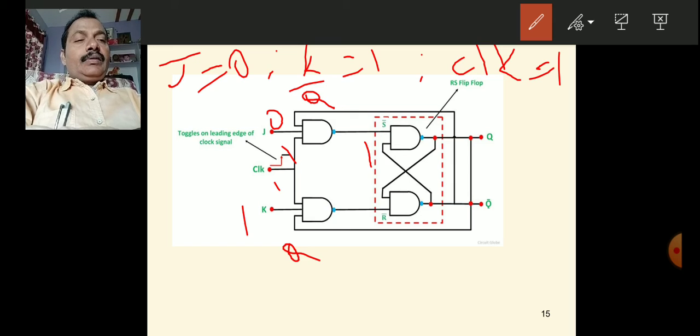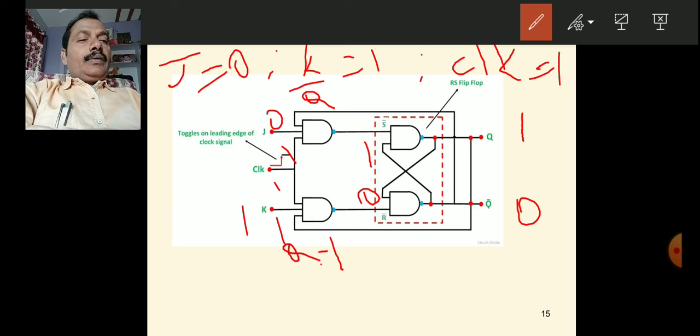Here 1, 1, and Q means here compulsory you have to assume the value of Q. So let us assume 1, 0, the previous state. We assumed previous state 1, 0. Hence this 1 is fed back to here, Q equals 1. So 1 is fed back here. So 1 1 1, it is 0, it is 0.